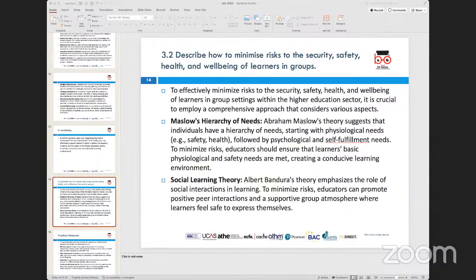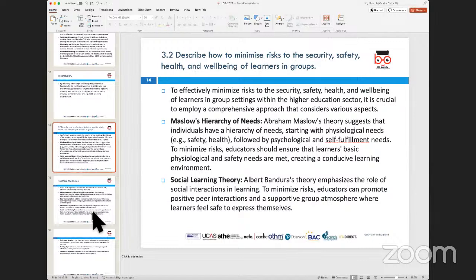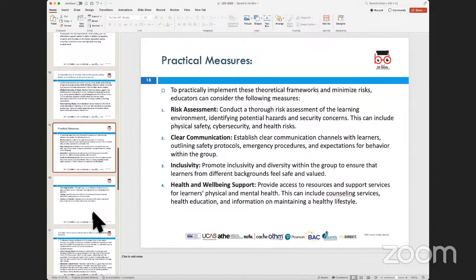So when we talk about security, safety, health and well-being, what we are looking at is the application of these two theories in order to better manage and understand your learners in the classroom, so that you are able to promote the process of group learning in a much more effective and efficient way. Now, that's from a theoretical point of view. If I say some of the practical measures, how is this taken into account?